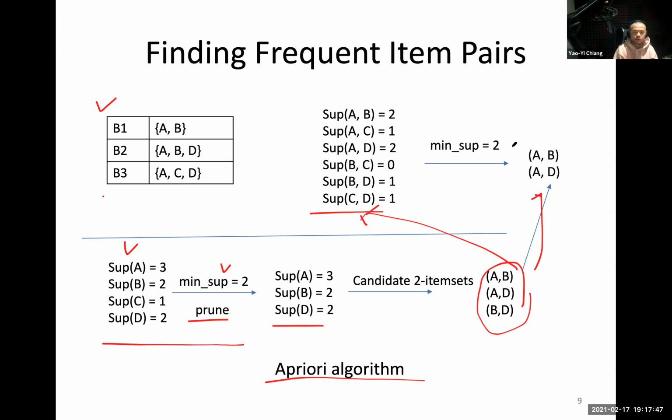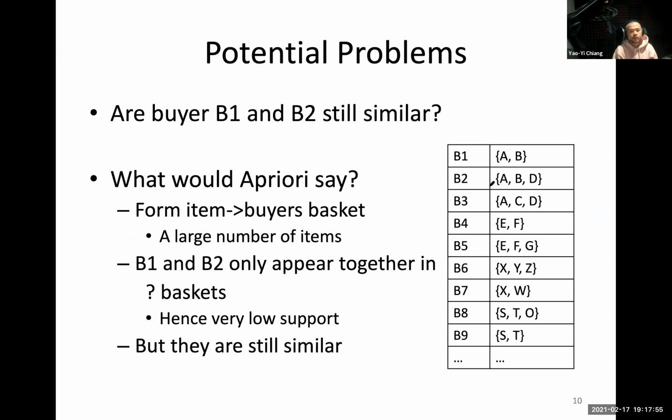Use minimum support equal to 2. This is your final result. Great. Would there be a problem of this approach? Well, there is a problem, or we would not have to go through this week on similar item sets, right?